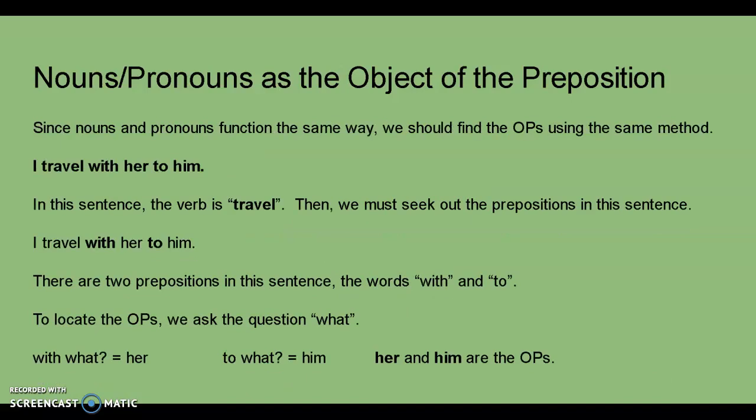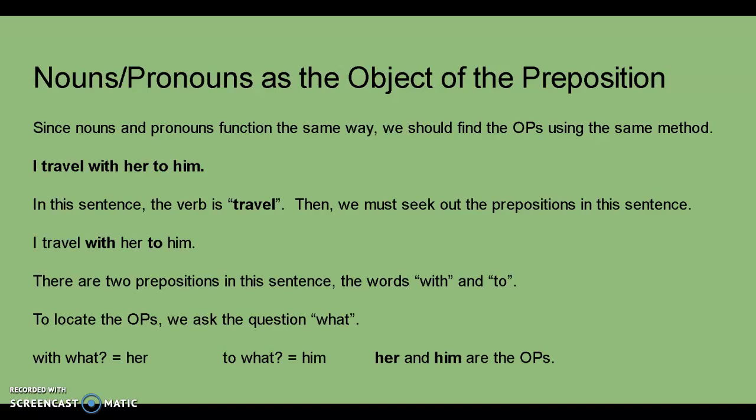Since nouns and pronouns function the same way, we should be able to find the objects of the preposition for pronouns in exactly the same way. For example, I travel with her to him. In this sentence, the verb is travel. Then let's seek out the prepositions. They are with and to.